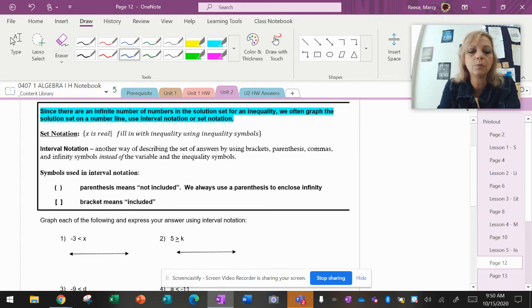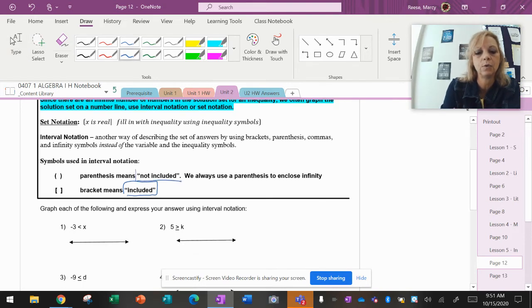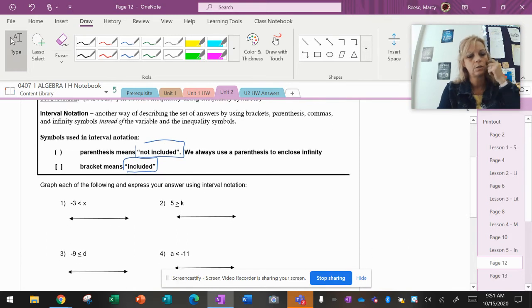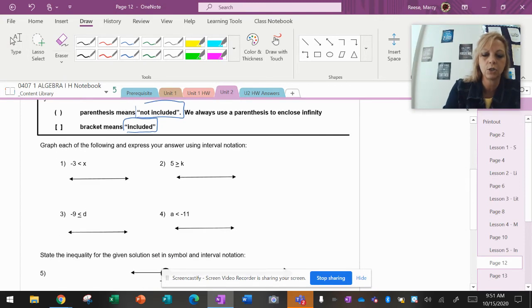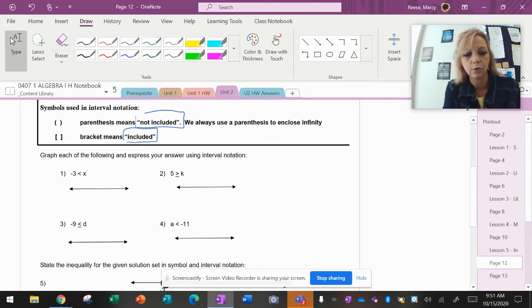All right, so the symbols that you're going to see are parentheses or brackets. Now, if a number is included, it is a bracket. If it is a parenthesis, it is not included. Okay? So let's go through this. If I say to you, graph each of the following and express your answer using interval notation. Remember, these are all set notation, right? We've done this before. I want you to graph it.